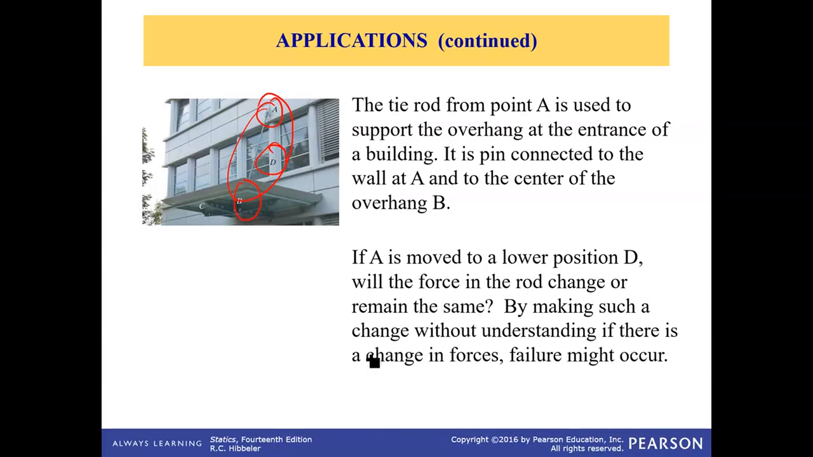By making such a change without understanding if there is a change in force, failure might occur. So we should not just move this from A to D because it looks good, without any engineering analysis or calculations, because then the amount of force in the rod will be much larger if we move from A to D, and it may or may not be able to handle the weight of the overhang, and that will lead to failure.